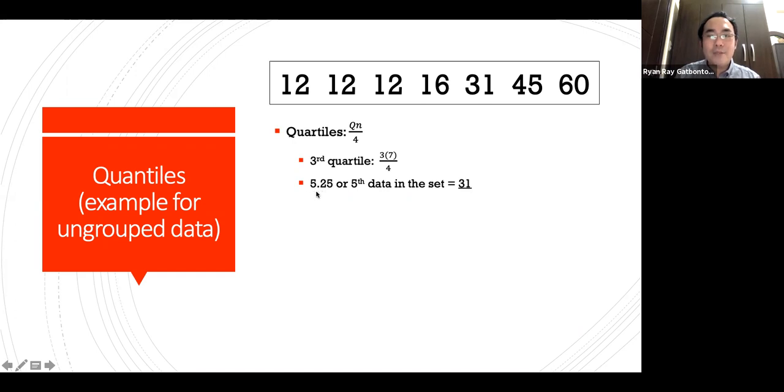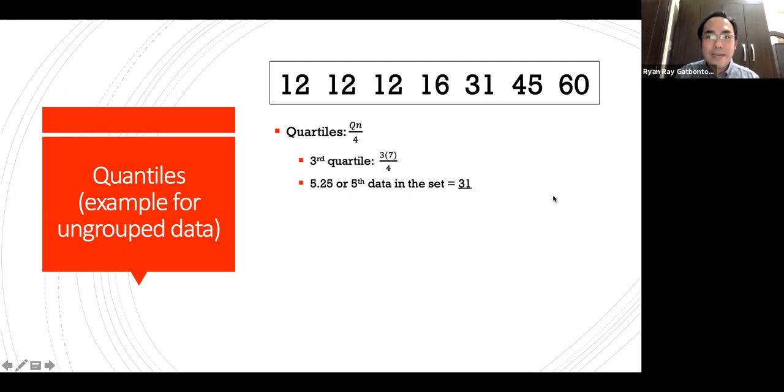So for the 5.25, you estimate it, round up or round down. In this case, we round it down to 5. The 5 signifies the fifth data in your set. So if we determine the fifth data in your set, it's 1, 2, 3, 4, and 5. So the answer for the third quartile of this data set is 31, because it's the fifth data in your data set.